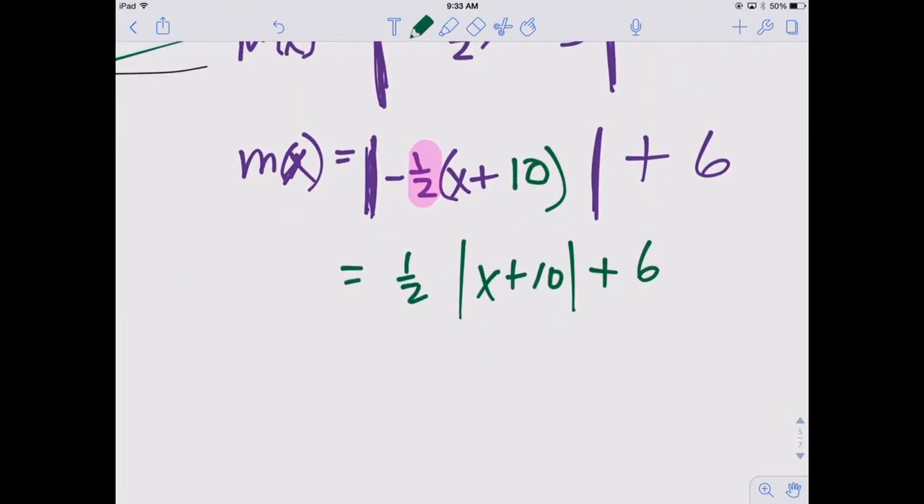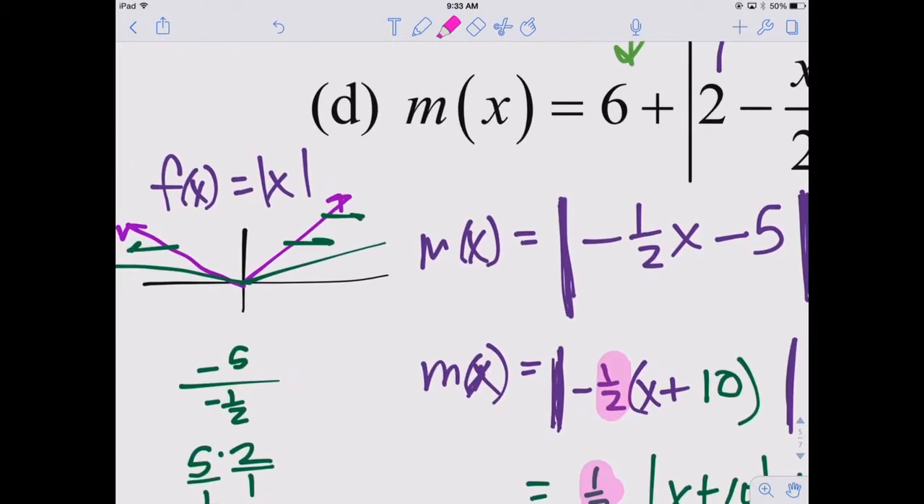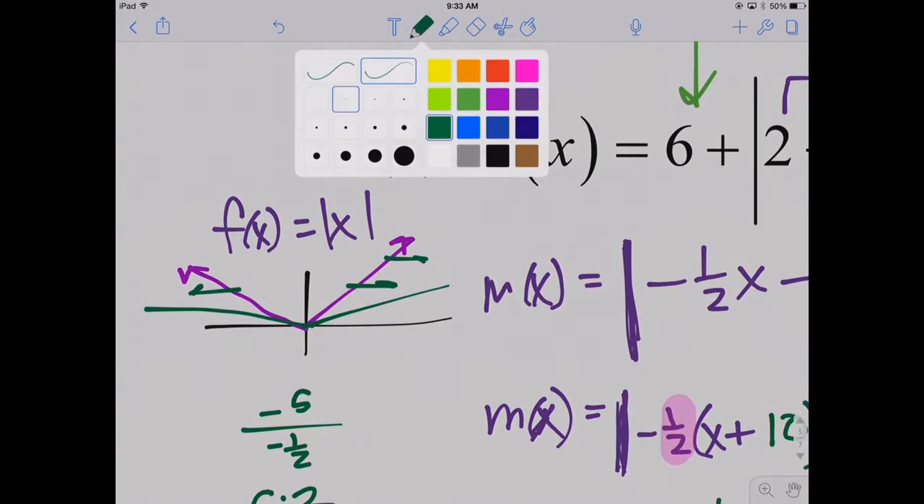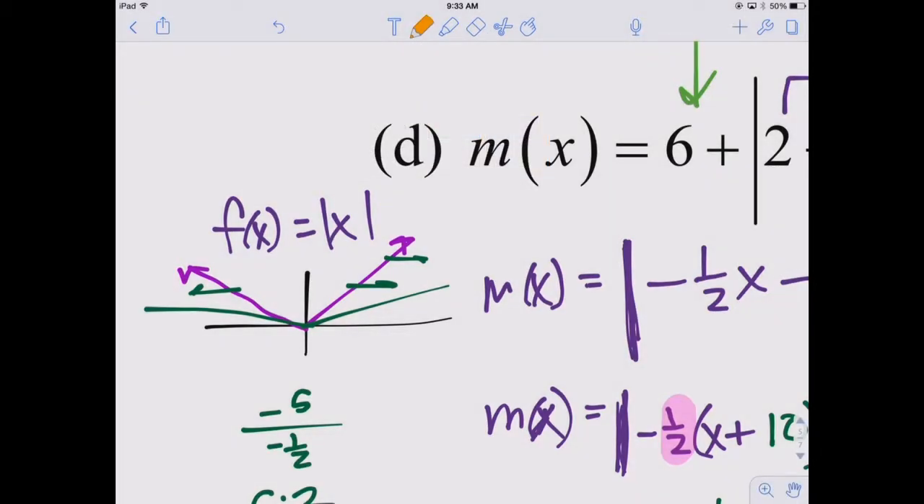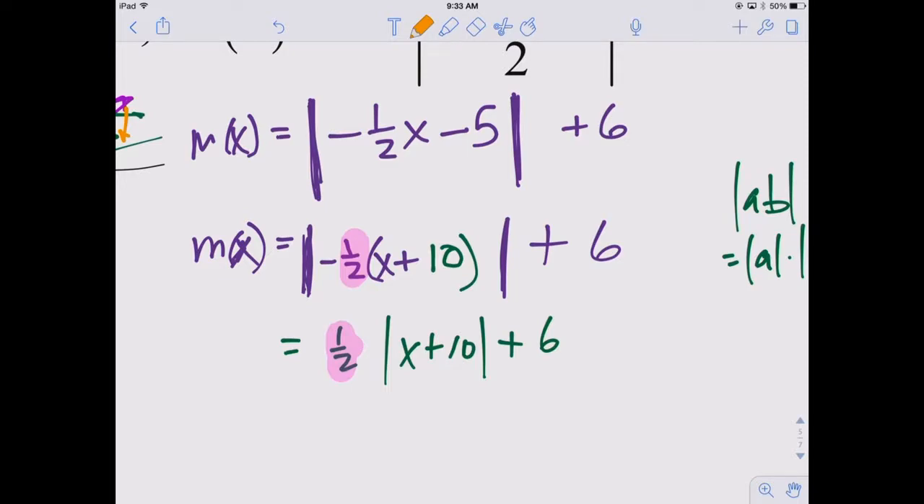But if you bring it to the outside now, this 1/2 would be a vertical compression by a factor of 2. Will that have the same effect? Yes, right? Instead of stretching it to get it to look like the green one, you can actually compress it vertically and accomplish the same thing. And one of the things we're going to be doing later on is talking about equivalent ways to get the same graph. This is equivalent. So it doesn't matter which way you look at it. Either one of those would be correct.